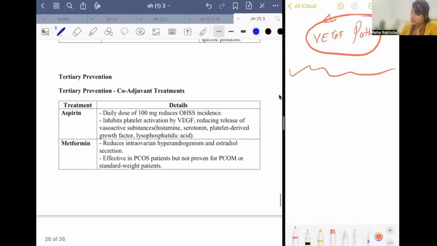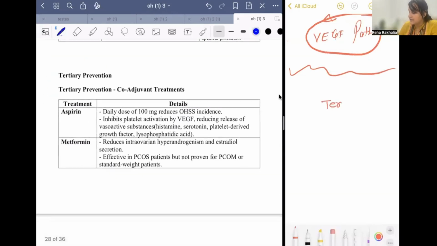Now we'll talk about tertiary prevention. Now we have come again to our topic, that is OHSS. We were talking about when we use GnRH agonist trigger, what else we have to use with it to reduce the risk, because GnRH agonist trigger is mostly used to decrease the risk of OHSS.